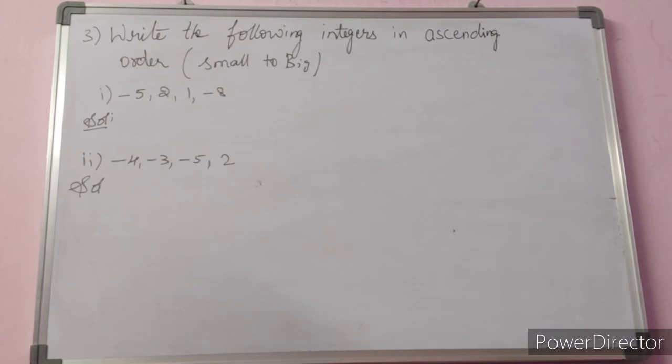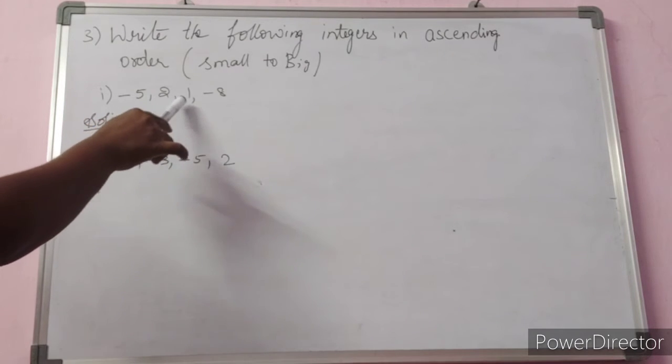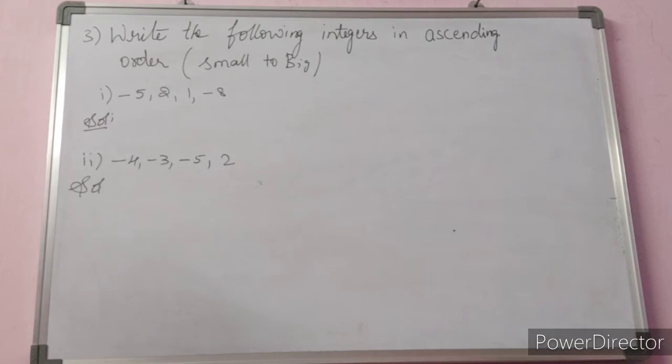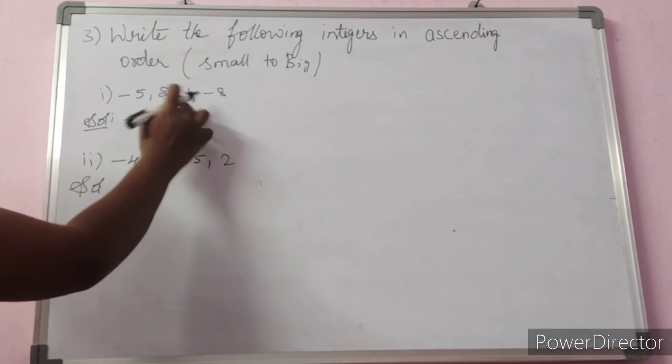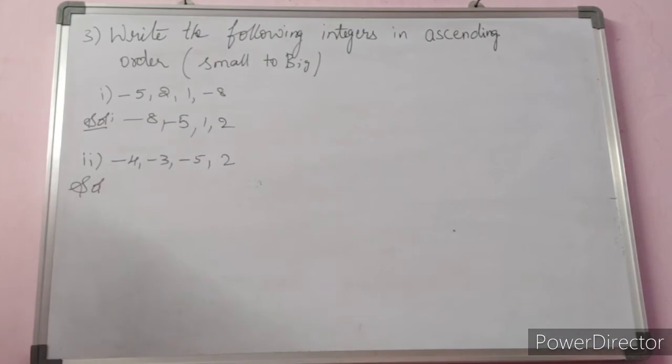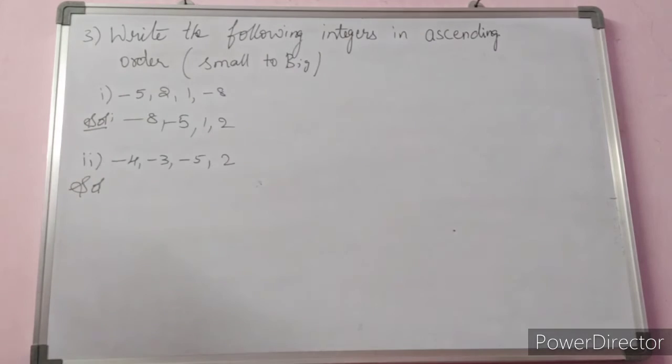And the third question is, write the following integers in ascending order. Ascending order means smallest number to the biggest number. First question is -5, 2, 1, -8. So which is the smallest number among these? -8 is the first smallest number, then afterwards -5, then 1, then 2.